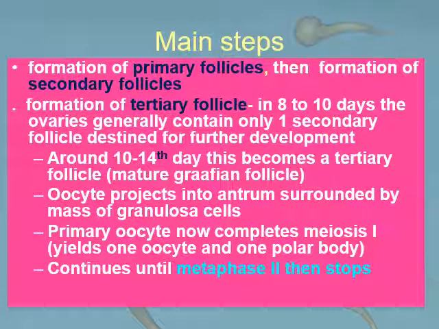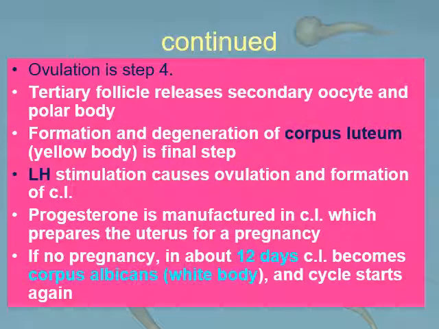The oocyte projects into the antrum, surrounded by a mass of granulosa cells. This continues until metaphase 2, then stops. Ovulation is step 4. The tertiary follicle releases the secondary oocyte and polar bodies. LH, or luteinizing hormone, stimulation causes ovulation and formation of the corpus luteum. Progesterone is then manufactured, which prepares the uterus for pregnancy.